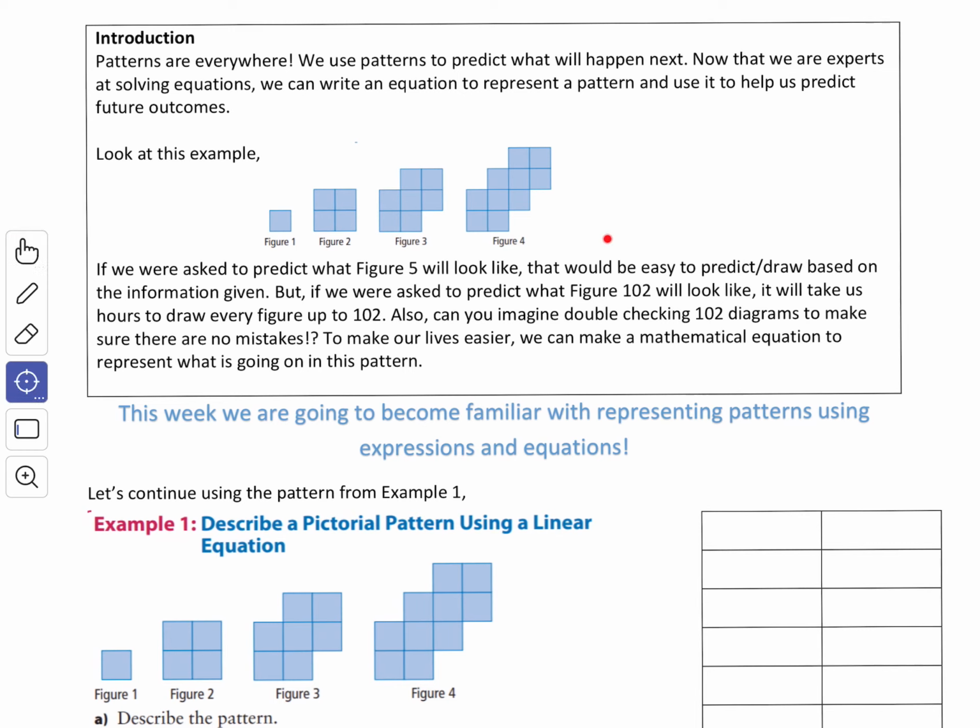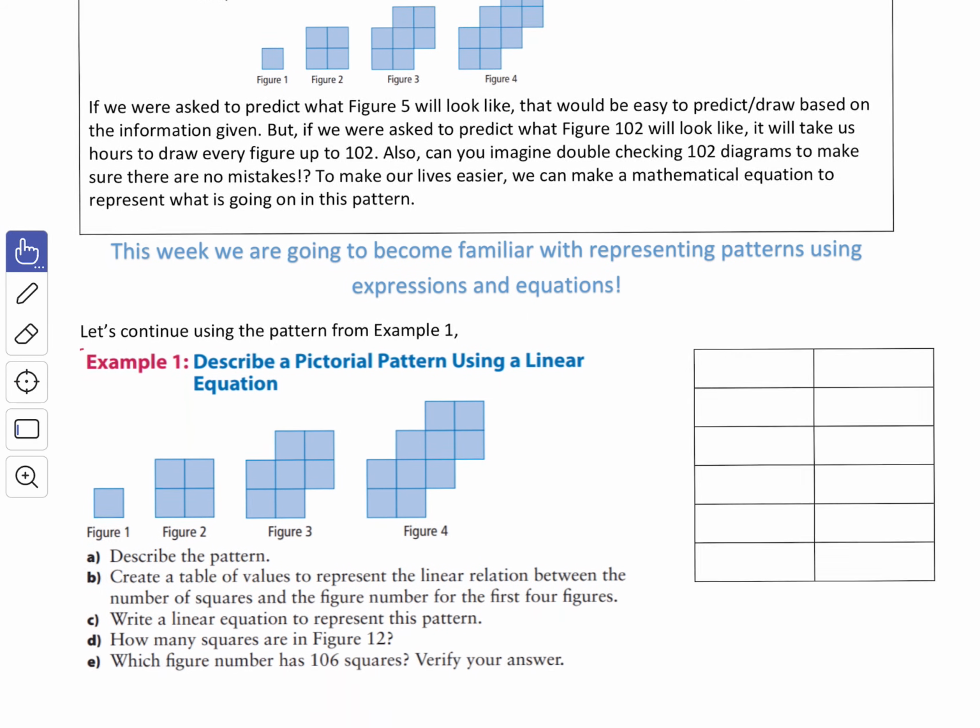So if you look at the example that's in the introduction box right here, if we were asked to figure out what figure 5 will look like, that's pretty easy. We just continue the pattern and draw our fifth figure. But if the question asked us to get the figure 102, it will take us forever to draw all the way up to 102, and we're going to be more prone to making mistakes. So instead of the drawing method, now we're going to use a linear equation to represent what's happening in this example so that we can just solve using numbers instead of drawing every single figure.